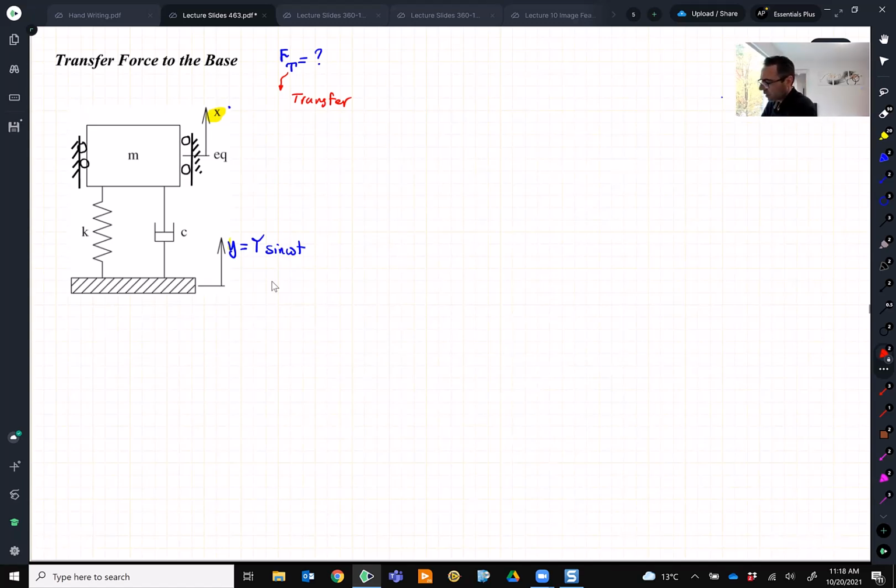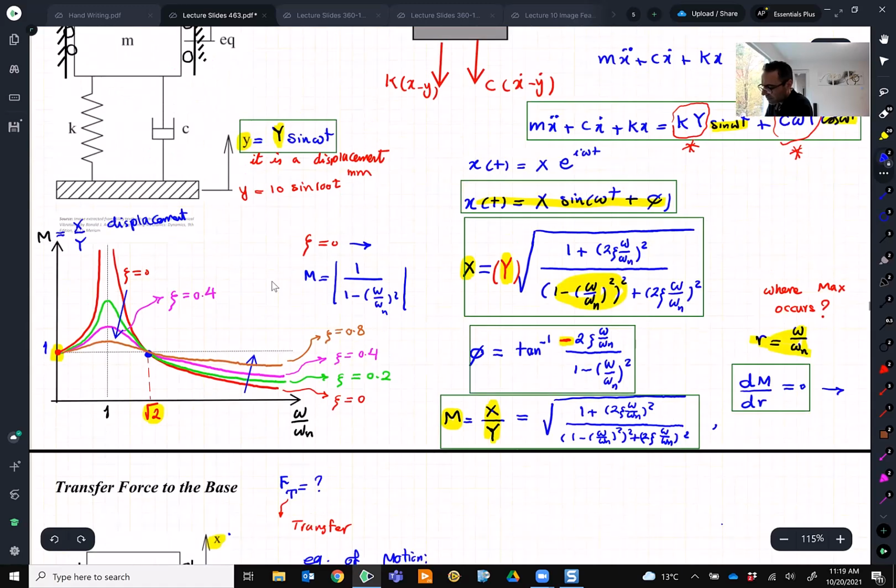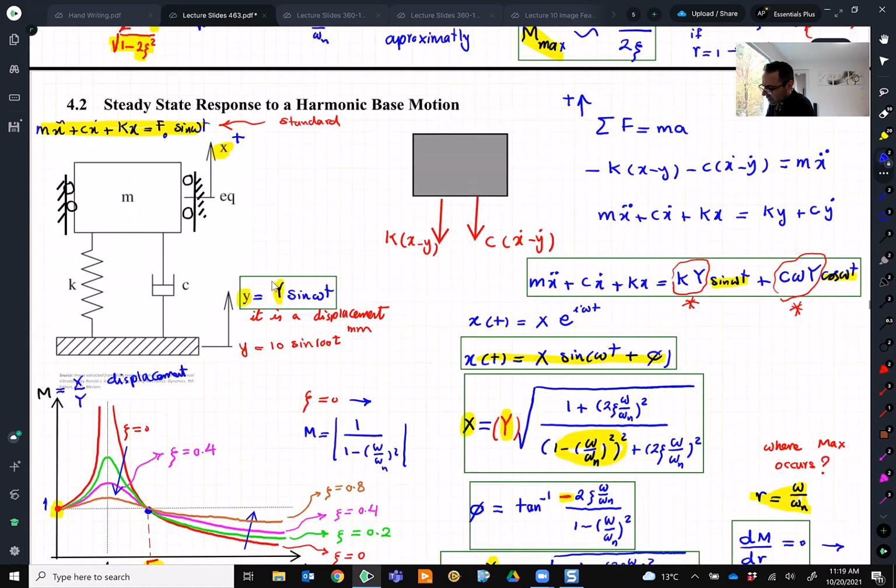All right, so what we did, we managed to find the equation of motion. I'm just going to write it again here. The equation of motion, which was, I'm going to go one step back there and copy what we had over here.